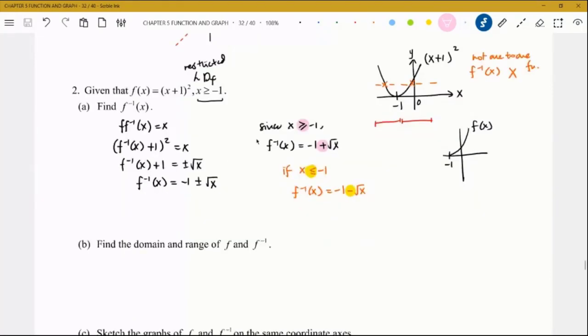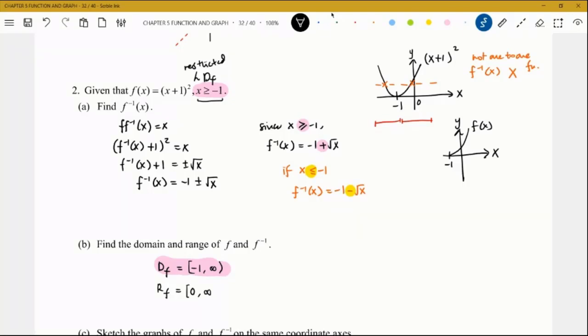Part B, we have to find the domain and range of F and F inverse. So based on graph, yang ini adalah graph f(x) kita. Domain kita dah tahu dah, dia dah bagi dalam soalan. -1 towards positive infinity. Yang ini domain kita. Okay, range kita akan dapat daripada graph ni. Bermaksud the lowest value for y adalah y equals to 0. So it will be 0 towards positive infinity.